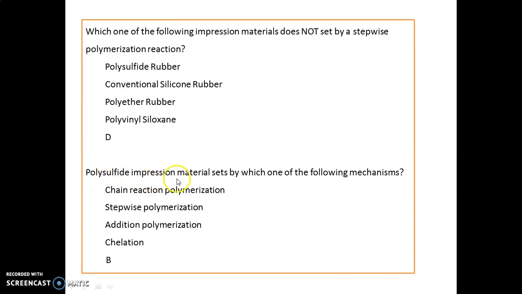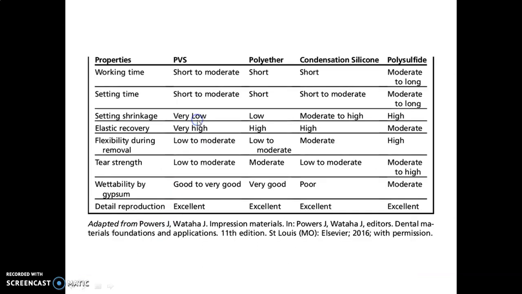Now, polysulfide impression materials set by which one of the following mechanisms? They set by stepwise polymerization. Let's see in detail your elastomeric impression materials. Always remember, polysulfide is everything high: working time, setting time, shrinkage, elastic recovery, flexibility, tear strength, wettability and detail reproduction also. And polyether has everything short or everything less.